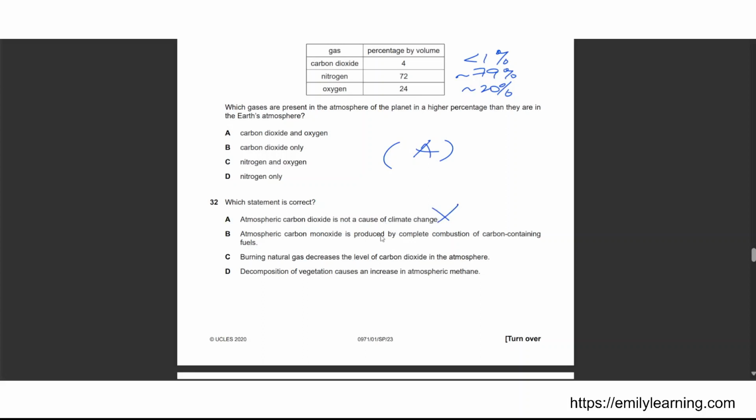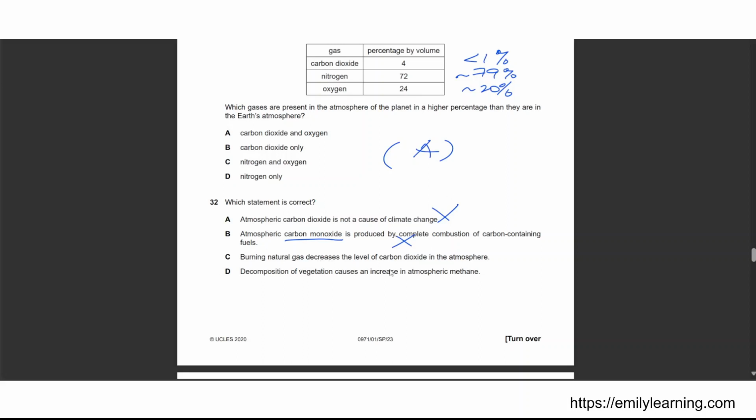Atmospheric carbon monoxide is produced by complete combustion of carbon-containing fuels. No, atmospheric carbon monoxide is produced by incomplete combustion. If you have complete combustion of carbon-containing fuels, you get carbon dioxide. If you have incomplete combustion because there's insufficient air, you get carbon monoxide. So this is also wrong.